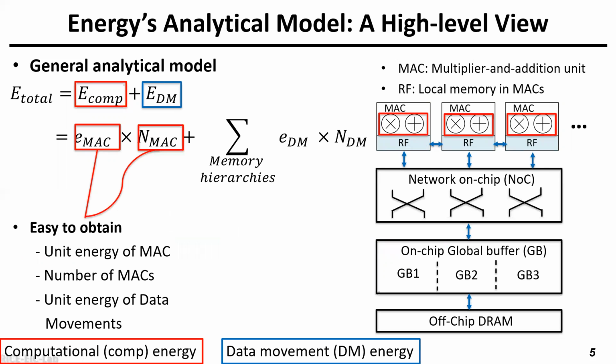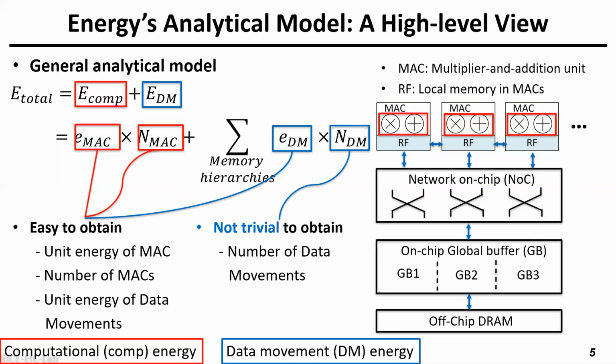Obtaining the computational energy E_COMP is quite straightforward, which, as shown in this equation, is simply equal to the total number of MACs multiplied by the unit energy cost of a MAC. Similarly, the data movement energy E_DM is equal to the multiplication between the total number of different kinds of data movement and the corresponding energy cost. While it's easy to obtain the unit energy cost of different data movements, for example, accessing different memory hierarchies, how to obtain the total number of different data movements or memory accesses is not straightforward, for which I will elaborate in the next few slides.